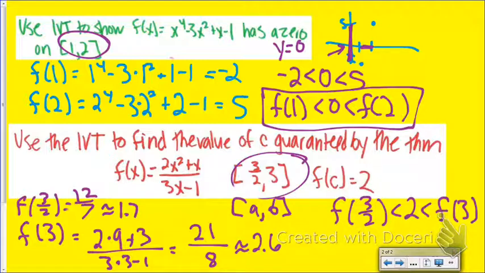Alright, so that's how we use the intermediate value theorem. Remember, we can use it to show that graphs have to cross certain y values as a result of values of some different x's.